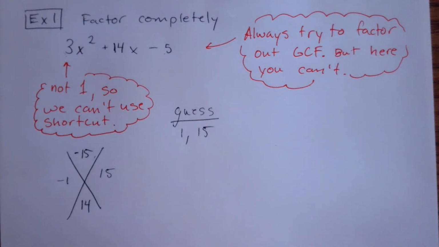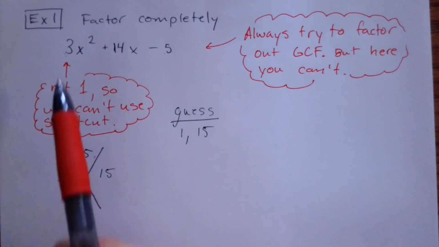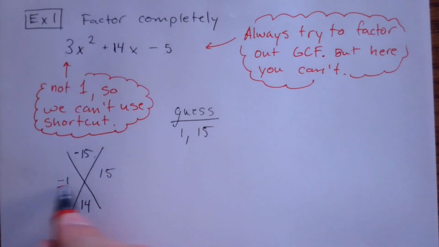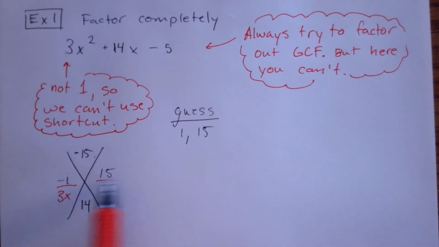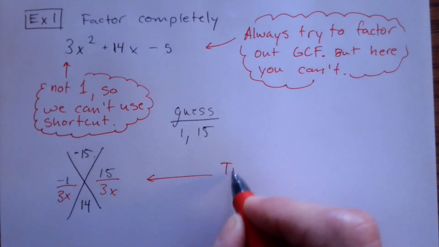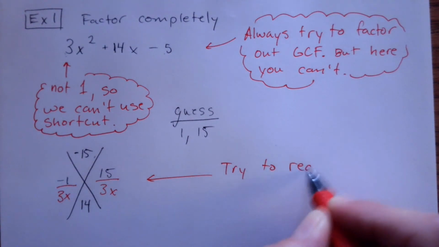So, here's the new part. Everything else is the same so far, as long as you're multiplying this times this. The new part, since this is not just 1, you're going to divide by this number and an x, divide by this number and an x. So this is the way that we're going to write it. We're going to try and reduce at this stage. So try to reduce.